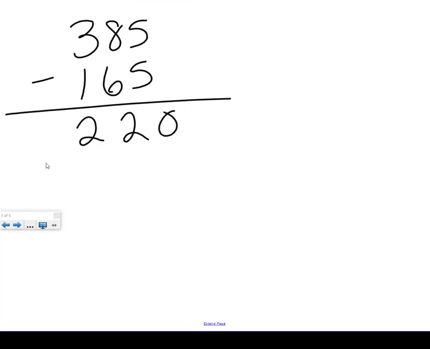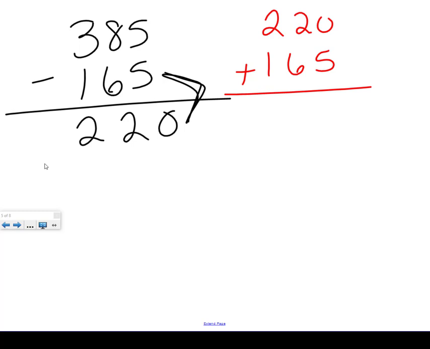If I'm checking to make sure that that's right, I'm going to take these two guys right here. I'm going to take my answer, 220, and add it to the smaller number that's in the subtraction problem, and I get 583. And if 583 matches the other number that was involved in the problem that you started with, then you have a correct answer.